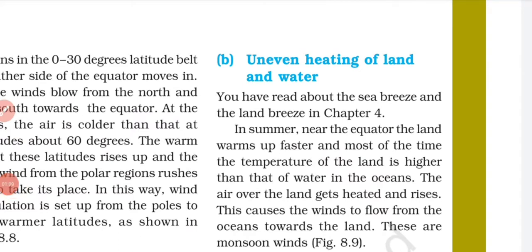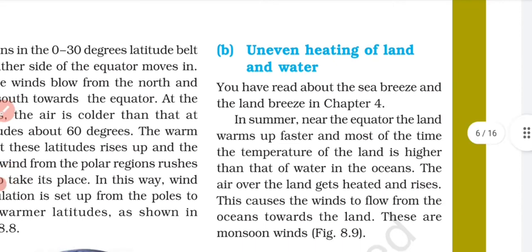Now second is uneven heating on land and water. We all know about the land breeze and sea breeze. The land portion is heated quickly as compared to the water. Whenever the sun rays fall on the earth, the land portion becomes more heated, or it is hotter as compared to the water. That is the reason, due to uneven heating, the land breeze and sea breeze occur. The same thing happens in oceans and land also.